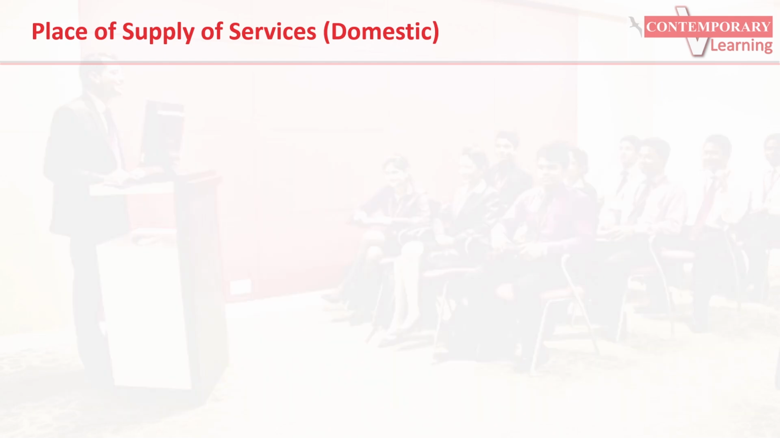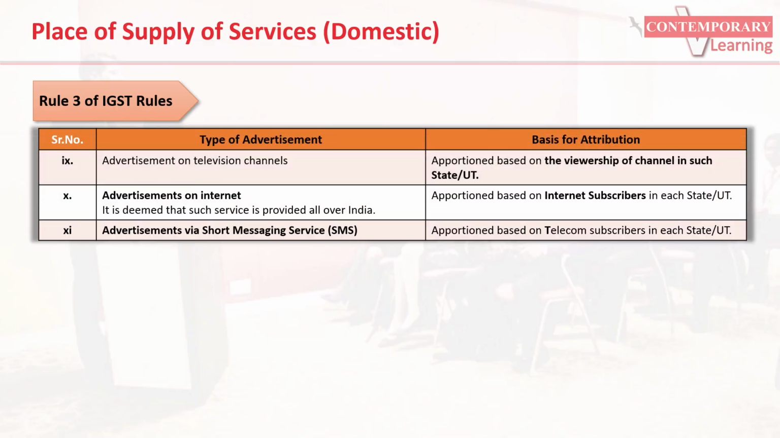Now, for modern digital advertising, the rules get more sophisticated. Television channel advertisements are apportioned based on the viewership of the channel in each state or union territory. This makes perfect sense. States with higher viewership should get a proportionally higher share of the tax revenue. Internet advertisements are deemed to be provided all over India, and they are apportioned based on internet subscribers in each state or union territory. Similarly, SMS advertisements are apportioned based on telecom subscribers in each state or union territory.